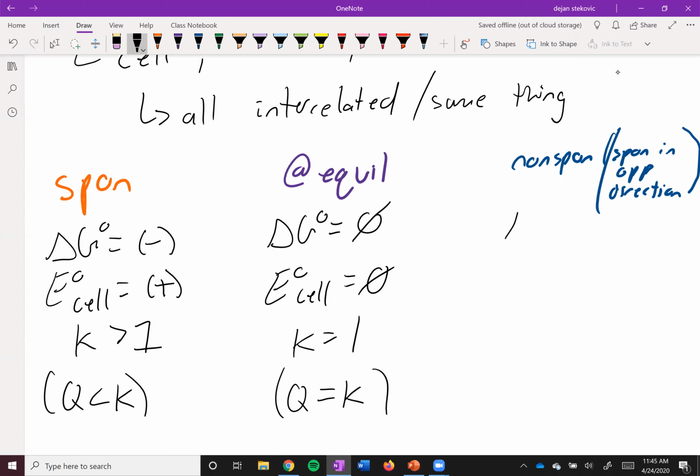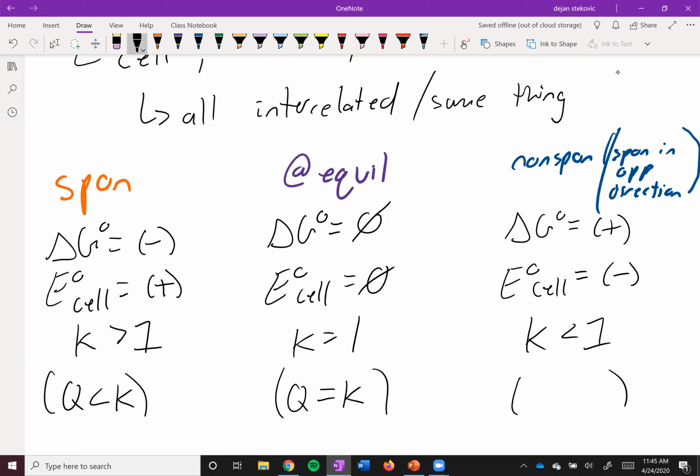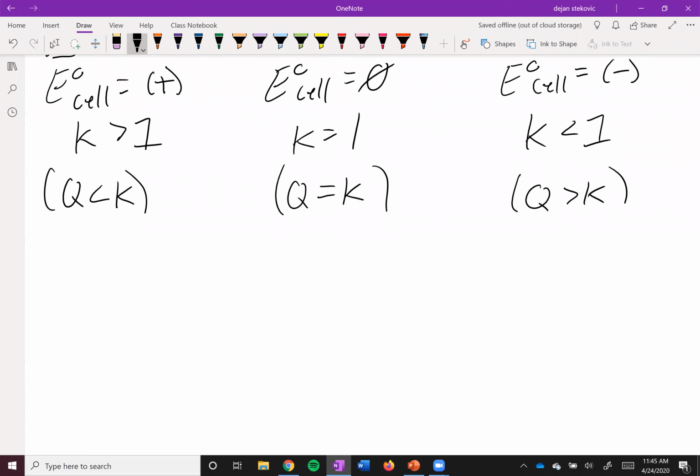And then finally, non-spontaneous: delta G is a positive number. In terms of E cell, if positive is spontaneous, then negative will be non-spontaneous. In terms of K at standard states, you're talking about a K less than 1, or at non-standard states, a Q greater than K. And so Q needs to shrink, so it's going to go towards more reactants. Like I said, they're all interrelated, all kind of the same thing. So let's take a look at that.